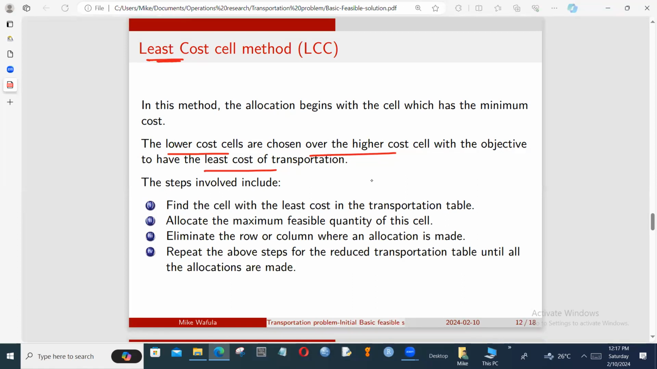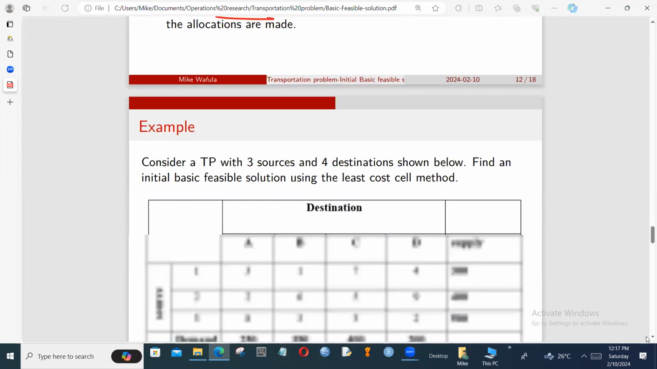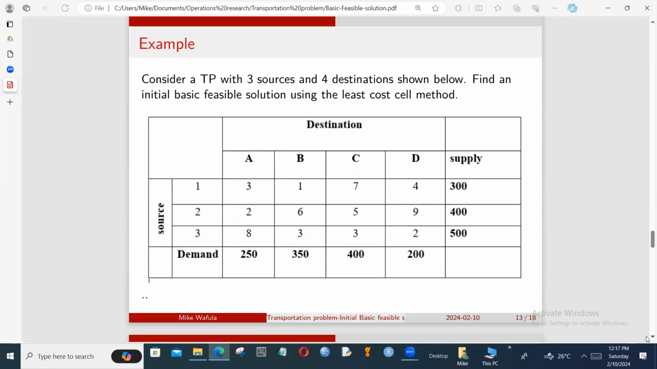The kind of approach. So the steps: the first step, identify the cell with the least cost, then allocate the maximum feasible quantity, eliminate the row and column where allocation is made, and repeat the steps. I think the key important step is just to identify the least cost cell, and then do the allocation by comparing the row and column totals, like what you have just done under the northwest corner approach.